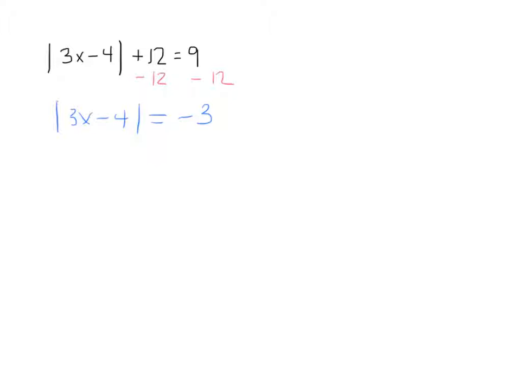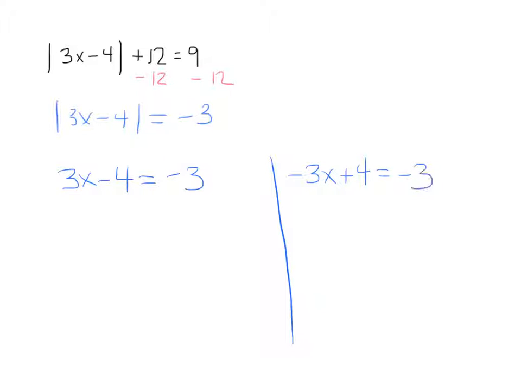So the next step is make the two equations, a positive equation and a negative equation. So we would do 3x minus 4 equals negative 3. That's the positive equation. And then negative 3x plus 4 equals negative 3. Maybe I should have done it the same as the other one, negative of 3x minus 4 equals negative 3. I just did that expanding at the same time, like made everything opposite signs.